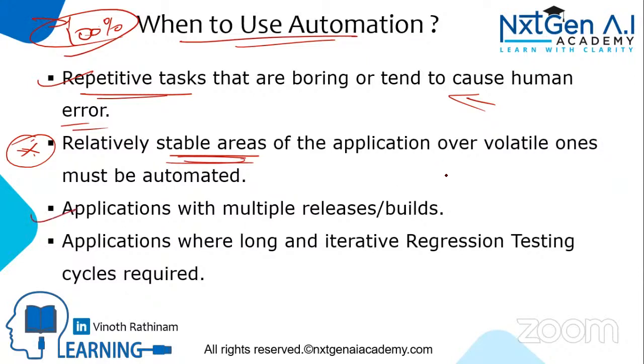And when you create an automation test case, it needs to be reused again and again, so it is like multiple releases are built. That is what they are saying: a long and iterative regression cycle is required. Example, if you want to do smoke testing daily.